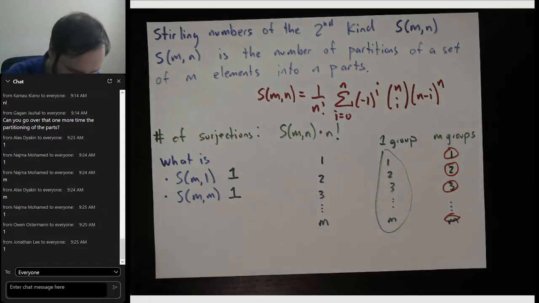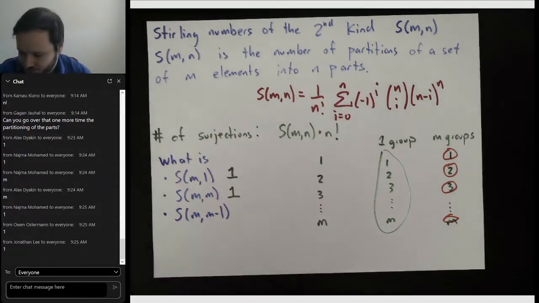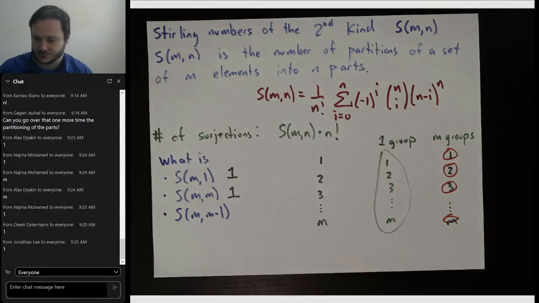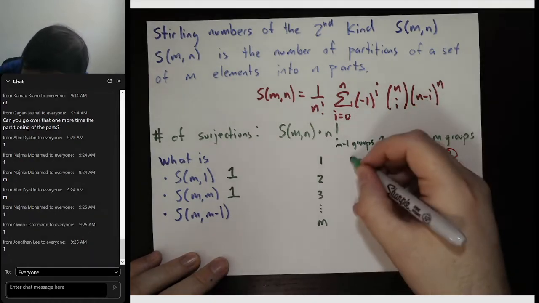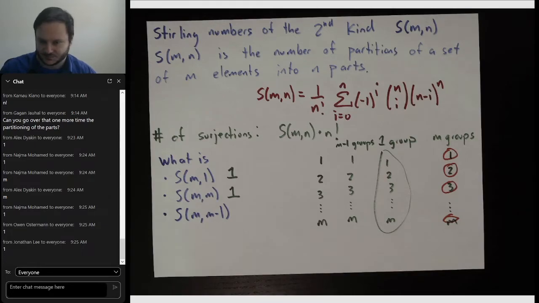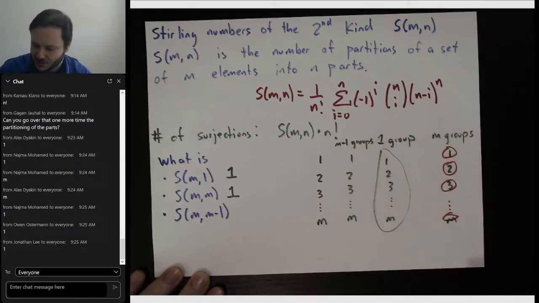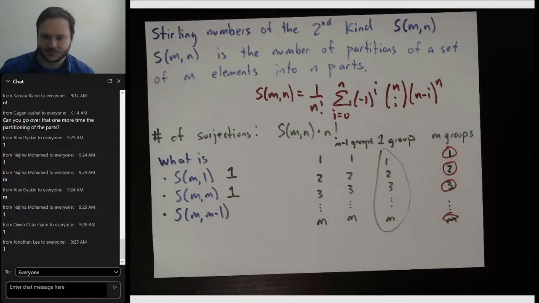One more, just for fun. What is S of m comma m minus 1? So I have my numbers 1 through m. And now I need to draw m minus 1 circles. So maybe I draw a circle around 1 and 2, and everybody else gets their own circle. Or maybe I draw a circle around 7 and 4, and everybody else gets their own circle. How many different ways are there to draw m minus 1 circles around m elements?